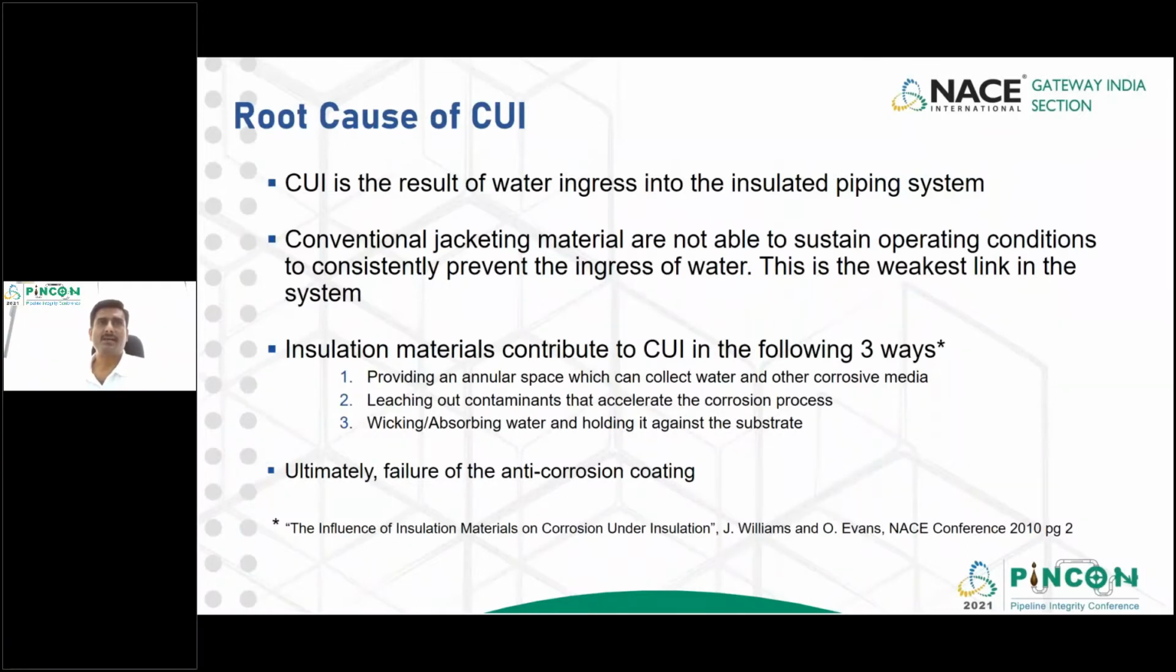This slide summarizes the root cause of corrosion under insulation. Corrosion is a result of water ingress into the insulated piping. The conventional outer jacket material is the weakest link in the system and is not able to sustain the operating conditions throughout its life period. Insulation material also contributes to the corrosion in the following 3 ways: providing an annular space which can collect water and other corrosive media, leaching out contaminants that accelerate the corrosion process, and wicking and absorbing water and holding it against the substrate. Ultimately, this results in failure of the anti-corrosion coating and causes corrosion.